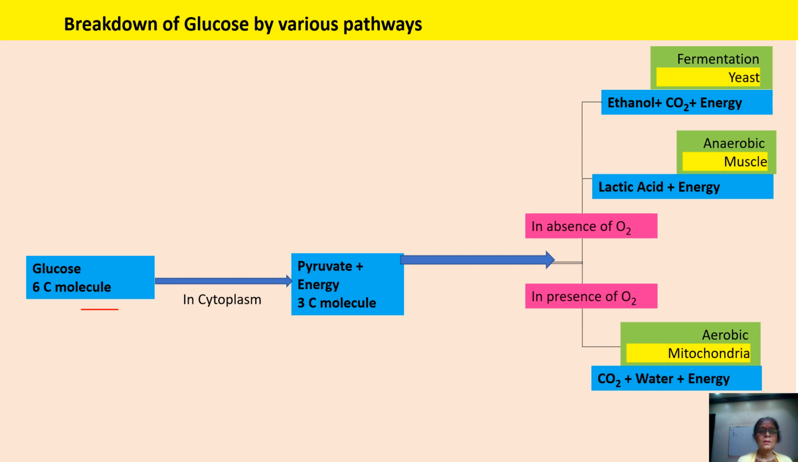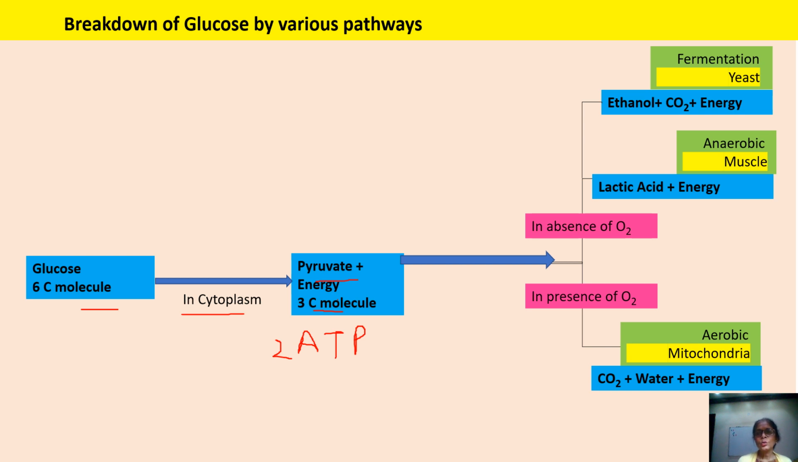The glucose in the cytoplasm is broken down to pyruvate. Pyruvate is a 3-carbon molecule. So two such pyruvate molecules are formed and some amount of energy is released. The energy is synthesized in a molecular form which is known as ATP. The full form of ATP you already know, adenosine triphosphate. So two such ATP molecules are synthesized when pyruvate molecules are formed.